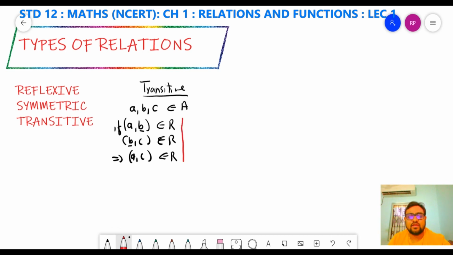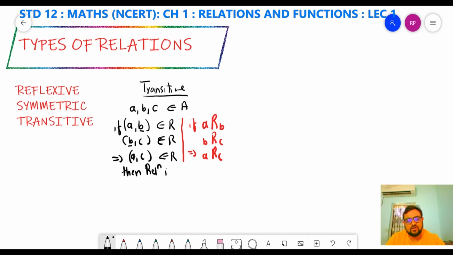The other way, I can also write it down like this: if a R b and b R c, then that must imply a R c. This is the symbol. (a, b) belongs to R, right? So if this is the case, then the relation is transitive.